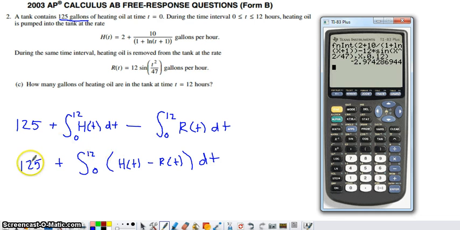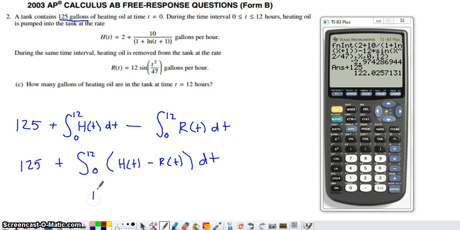The actual amount is going to be 125 plus that negative value. So the amount of heating oil has actually gone down slightly over the course of this 12-hour stretch. If I just take 125 plus that answer, this is how much heating oil we have in the tank at the end of 12 hours. So 122.02, and then if I truncate, I'd put a 5 next. If I round, I'd be going with a 6 next. I typically go with rounding as opposed to truncating. We have this many gallons of heating oil in the tank at the end of the 12-hour time frame.